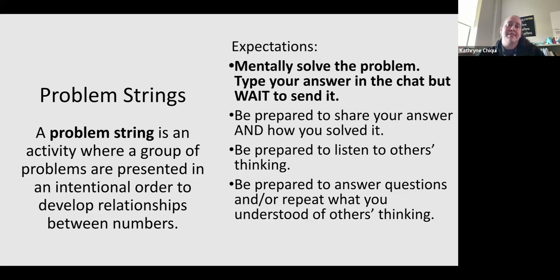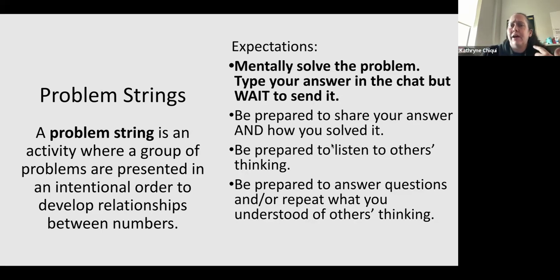So I'm going to ask you just to be a participant first, okay? I'm going to ask that you throw aside any algorithms that you're typically used to using and really think about the numbers that are in these problems. And I encourage you to do some mental solving. You're going to mentally solve the problem and type your answer in the chat. I'm going to ask that you do something called waterfall, where I'm going to have you wait to send your chat. You can type it in, you can have your answer ready and your thinking ready if you want to include that. But I want you to wait until I ask you to send it so that everybody can get some think time.